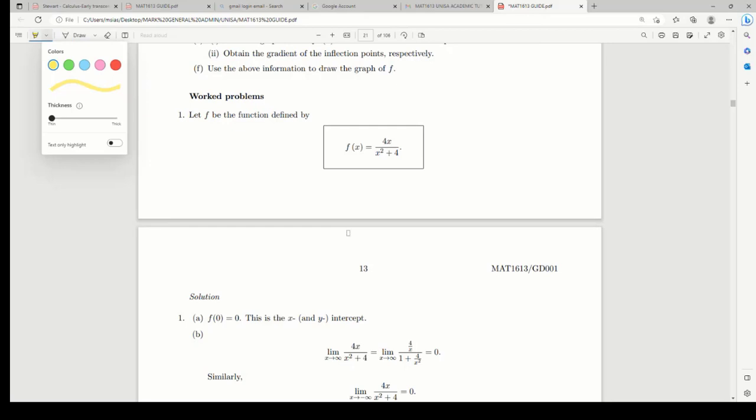Right. So let's attempt to draw the graph of this function f of x equal to 4x divided by x squared plus 4, okay? Let's get the x and y intercepts here, guys, right?